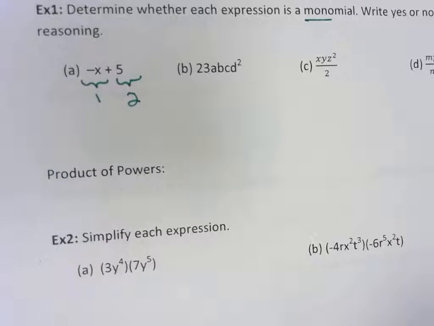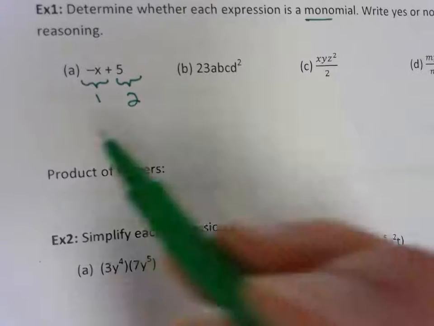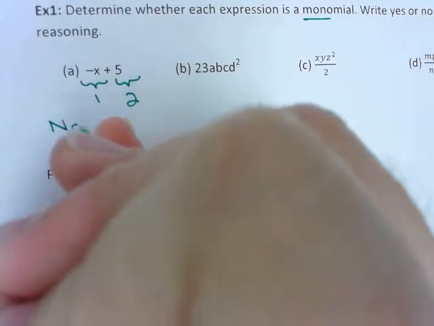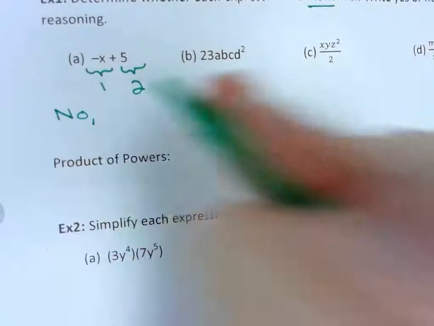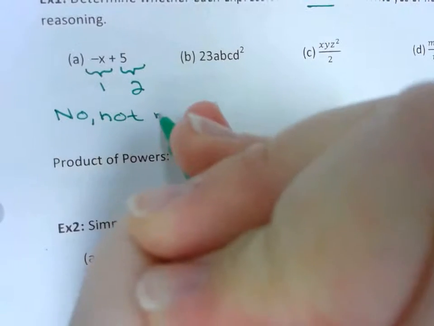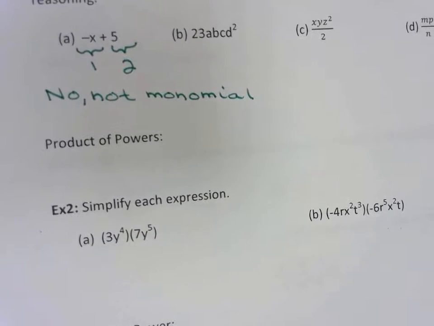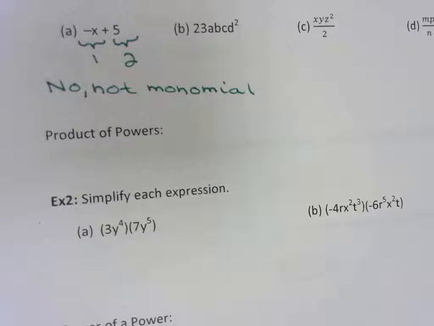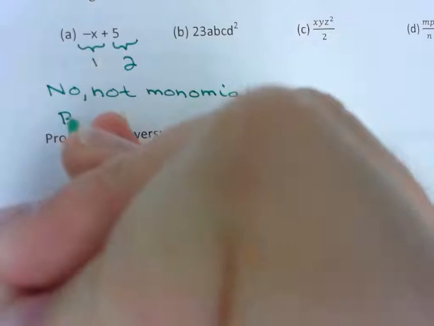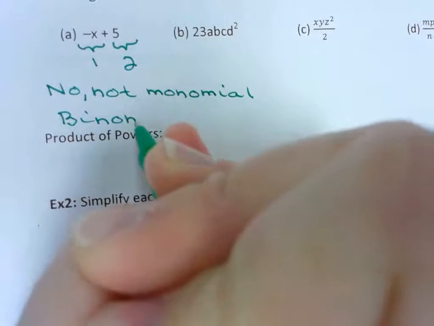So is this a monomial? No, because there's two terms. A monomial can only have one term. So no, it is not a monomial. Now we'll do this later, but if it has two terms, let's take a guess: what prefix means two? Binomial. So this is a binomial. Two terms, binomial.